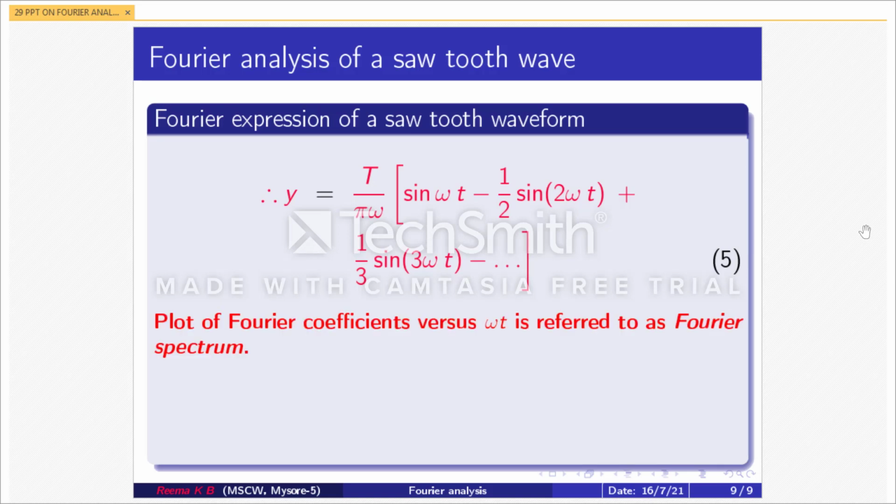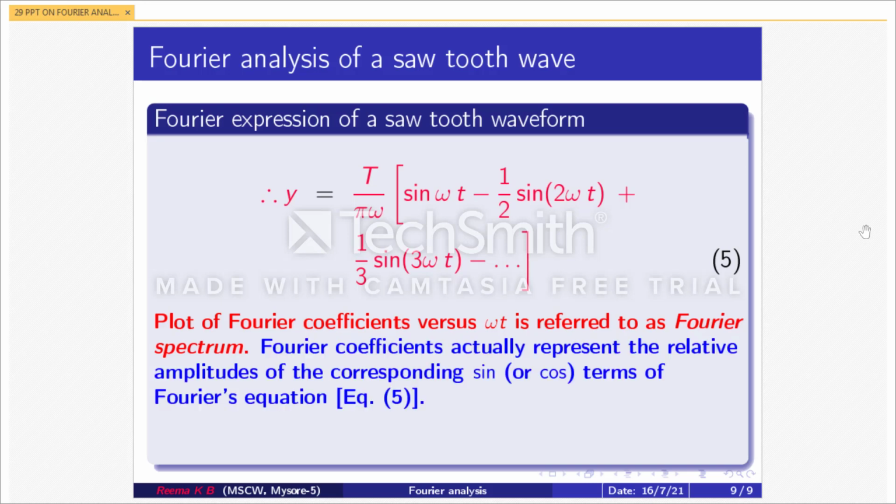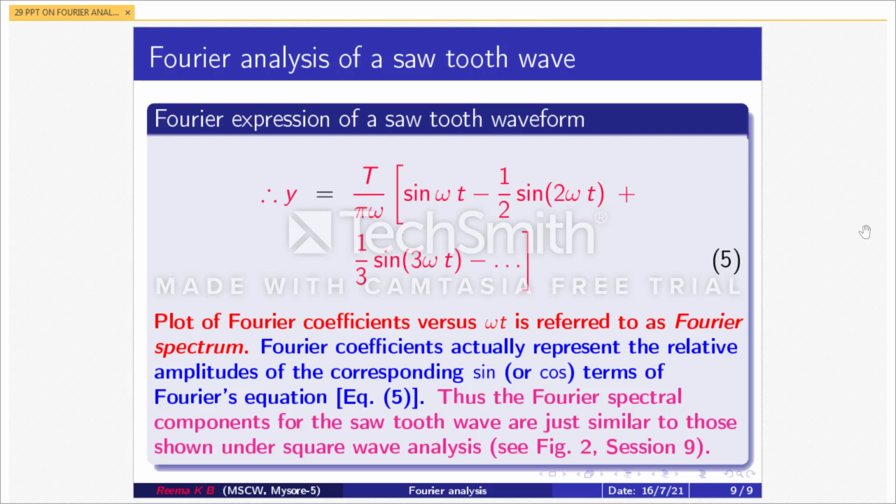A plot of Fourier coefficients versus omega t is referred to as the Fourier spectrum. Fourier coefficients actually represent the relative amplitudes of the corresponding sine or cos terms of the Fourier equation, that is equation 5. Thus, the Fourier spectral components for the sawtooth wave are just similar to those shown under square wave analysis. See figure 2, section 9.